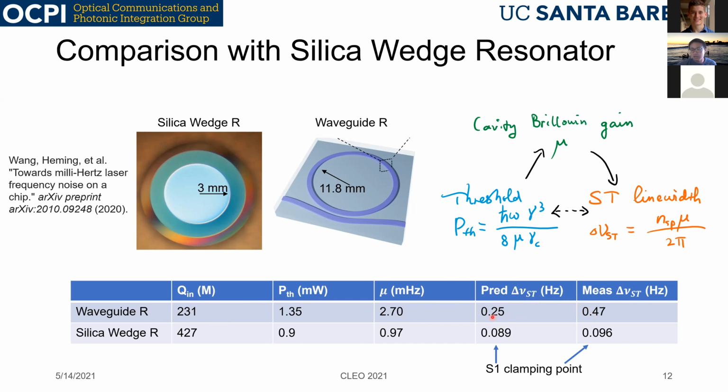We predicted a quarter hertz, and then we measured half hertz. Well, they're kind of close. There could be some inaccuracy during all kinds of measurements. I also looked at their silica wedge resonator for Brillouin laser emission: the Q or linewidth, the lasing threshold, and then calculate the Brillouin gain. This is the predicted, and this is measured. They're kind of close. So that means this model is at work, because this is physics, so they both should comply with this model.